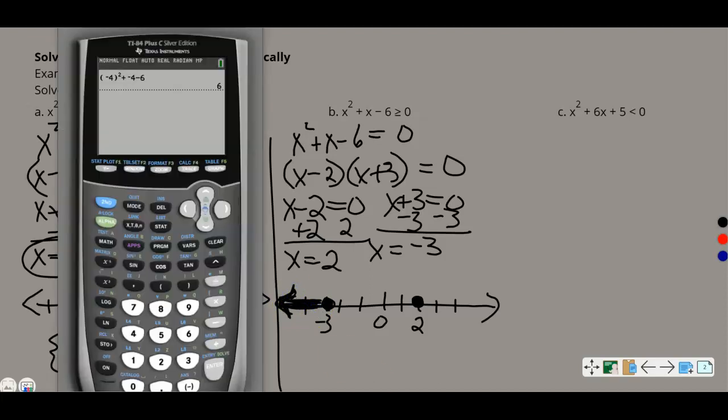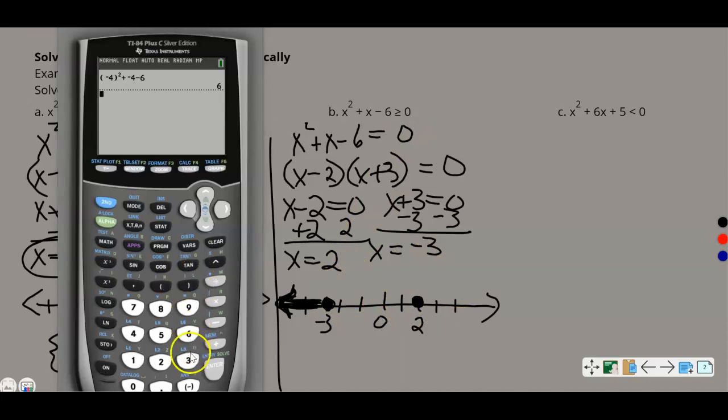All right, now we can check in between -3 and 2. So let's choose 0, it's always easy. 0 squared is 0 plus 0 minus 6. Negative 6 is less than, not greater than or equal to 0. So this area here is not part of the solution.